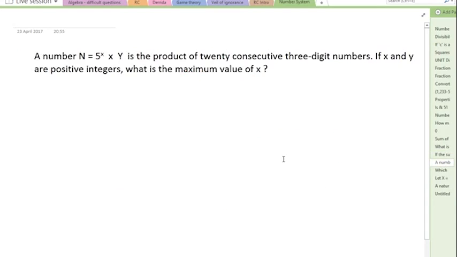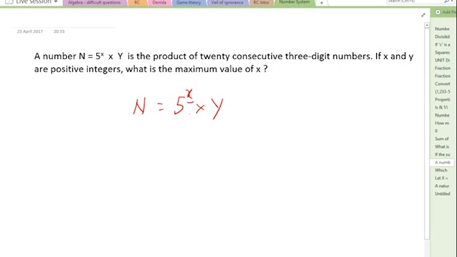Now we have some generic questions. Number n is equal to 5 to the power x into y. So there is a number, and it's the product of 20 consecutive 3-digit numbers. So if x and y are positive integers, what is the maximum value of x? So we have taken 20 consecutive integers, multiplied them, and we have got a number which is 5 to the power x into y. We need to know what is the maximum value of x. How can we maximize x? It would be easier if you had thought about it, you would have known whether it's difficult or easy. Right now we'll just go to the solution.